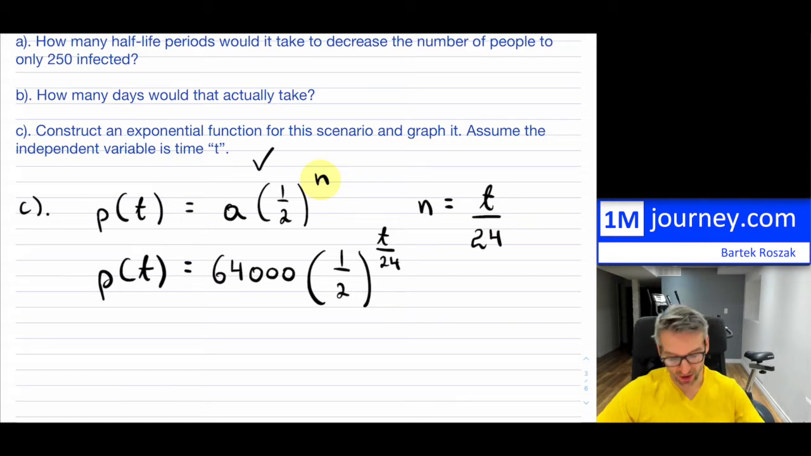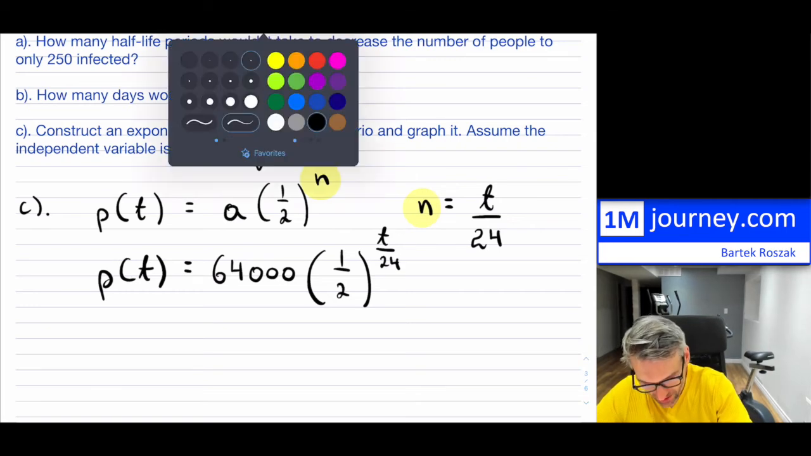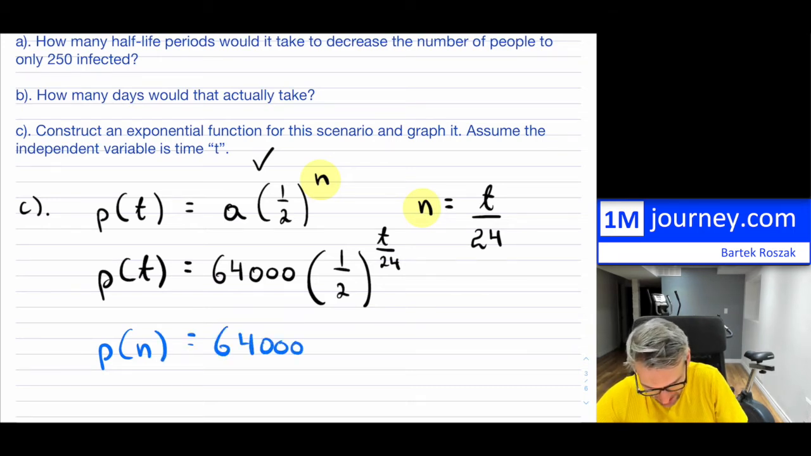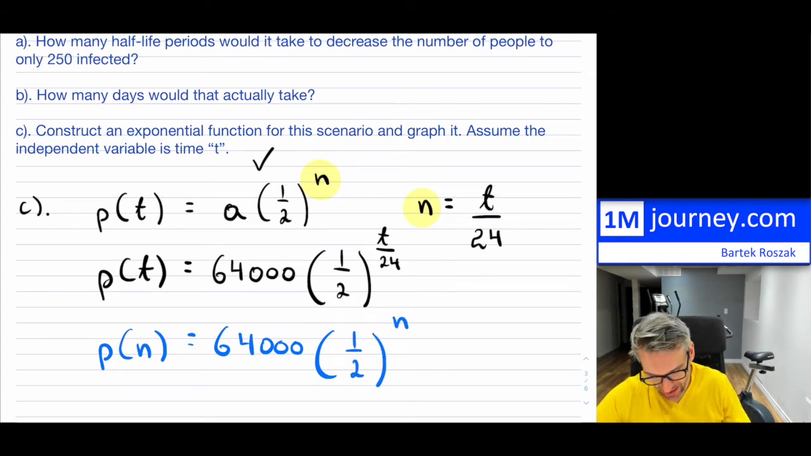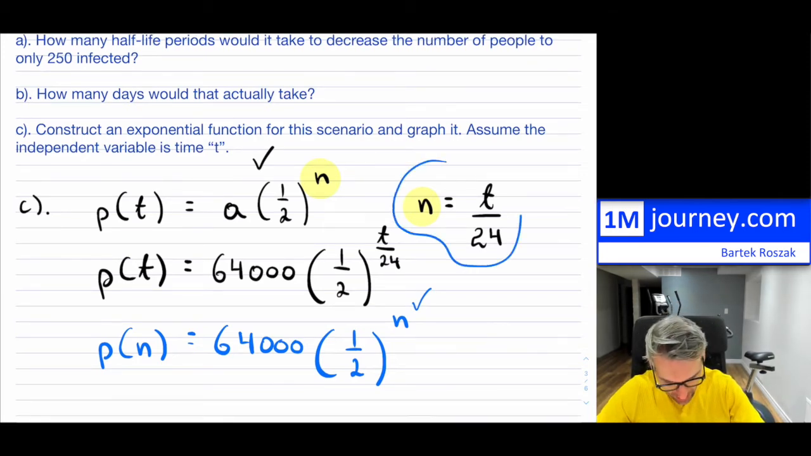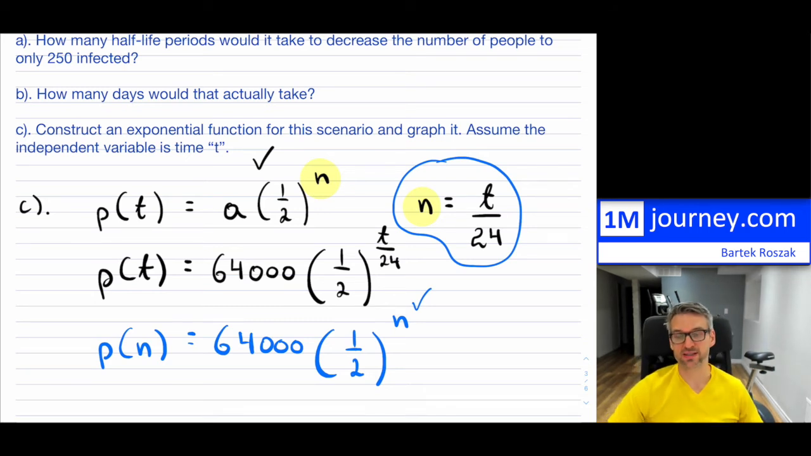Now another way of doing it is that sometimes you might want to write it in terms of n. So your population as n would have been 64,000. Now this one is simpler, but it's exactly the same thing. This just tells you how many periods it takes, right? That n is in terms of time, and we know it in this case. So let's plot it so that you can see how this is progressing. I'm going to take out Desmos.